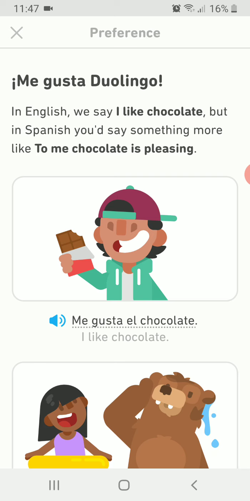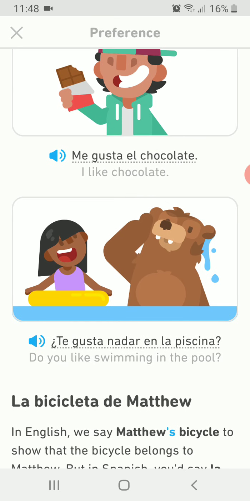So let's listen to a native. Me gusta el chocolate. So we don't just say me gusta chocolate, but we have to use the definite article el for the masculine noun. So me gusta el chocolate. I like chocolate.